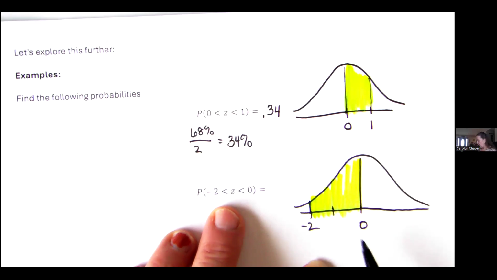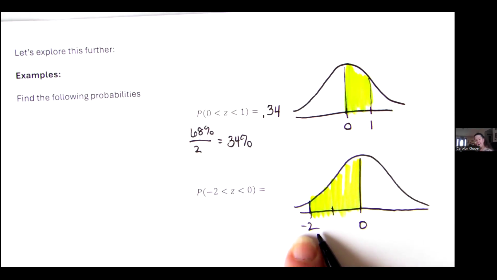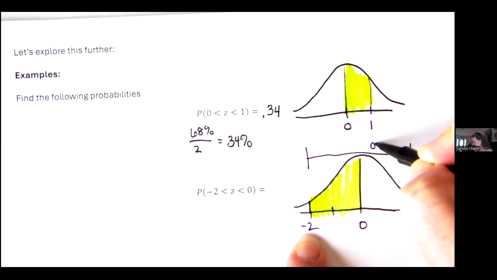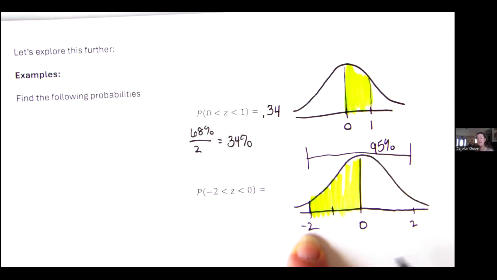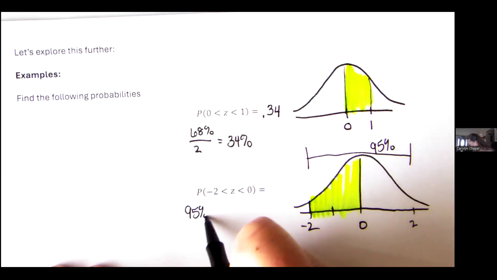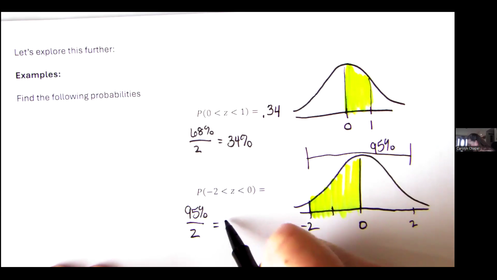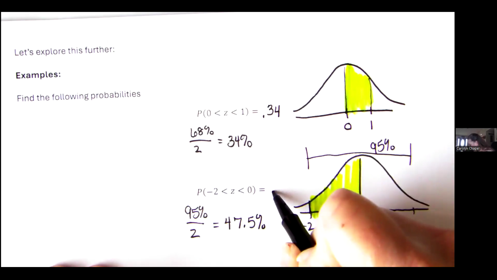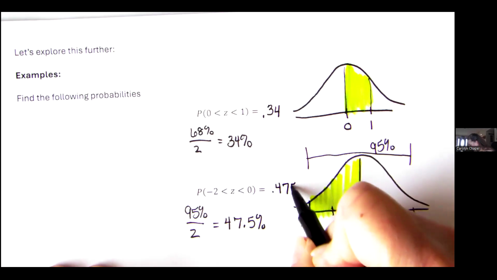Now, if you remember from the empirical rule, roughly 95% is from -2 to 2. So there's 95%. So we're going to take half of that because it is symmetric. So 95% divided by 2 is going to be 47.5% or 0.475.